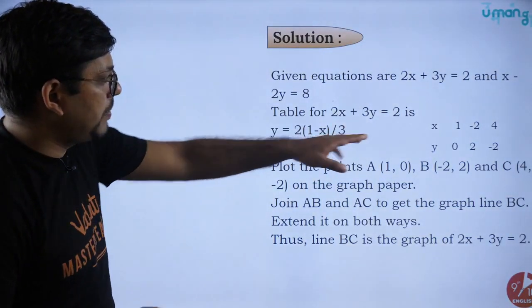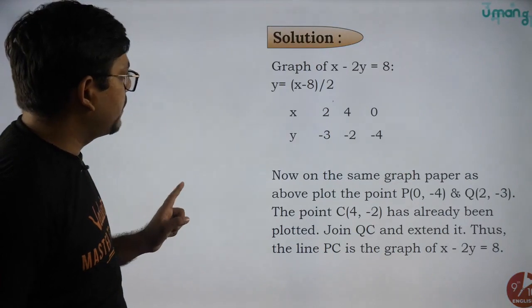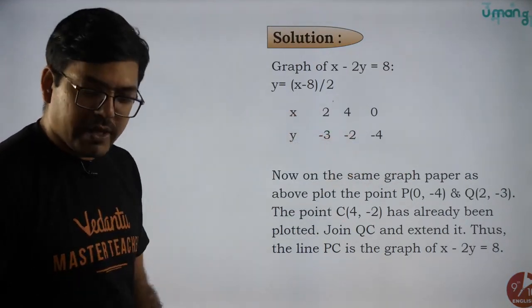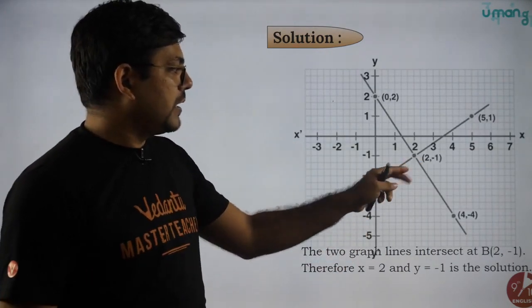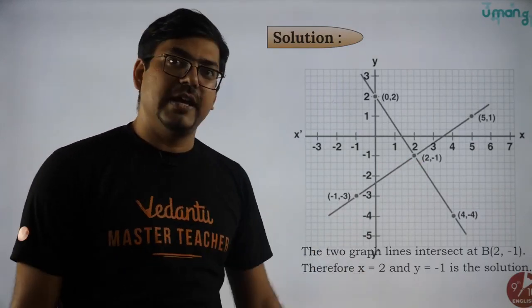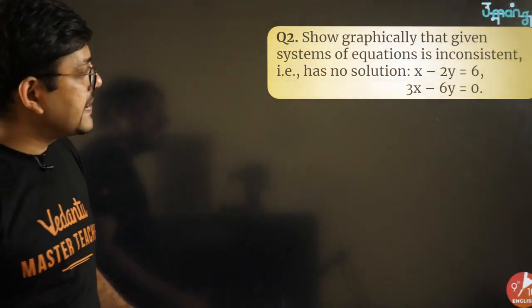See here, this column method, putting different values of x, getting different values of y, and then getting the answer. So here somewhere you have got the point, that is x equals 2 and y equals -1. So x equals 2 and y equals -1 is the answer. Fine. So let's move on. Here's the next question, the same method.